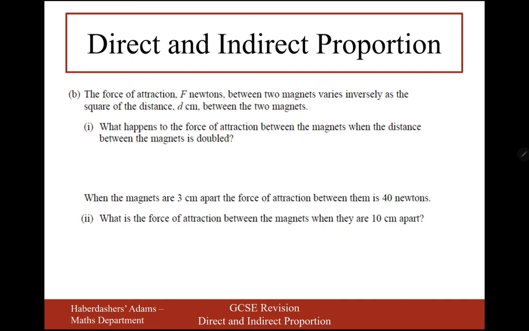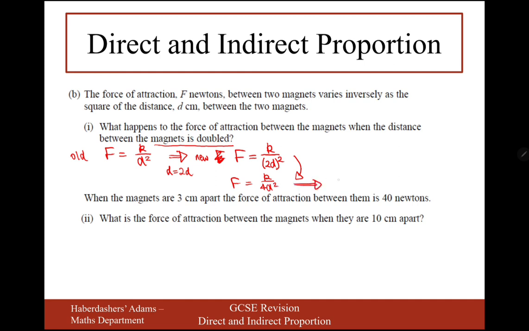Okay, this is going back to a question we did probably about 15 minutes ago in the video. So first of all, let's work out the formula. The force of attraction F between two magnets, so F equals, is inversely, so it's a fraction, k over the square of the distance, so d squared. So this is the old formula. And now in the new formula, we're now going to double the distance between the magnets. So now I'm going to set d equal to 2d. So the new formula after the doubling of the distance is F equals K over 2D squared. And if I expand those brackets, I'm going to get F equals K over 4D squared.